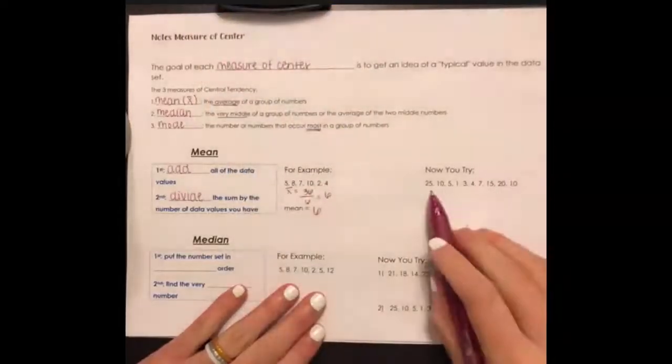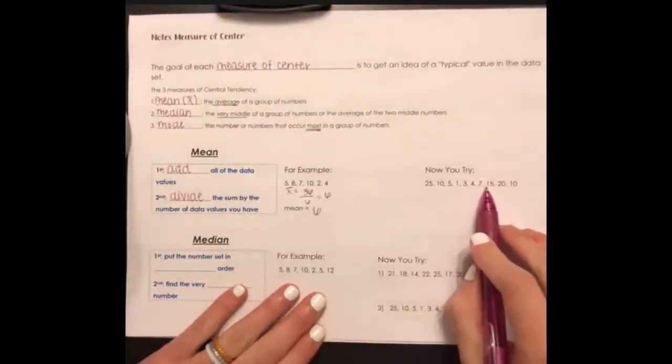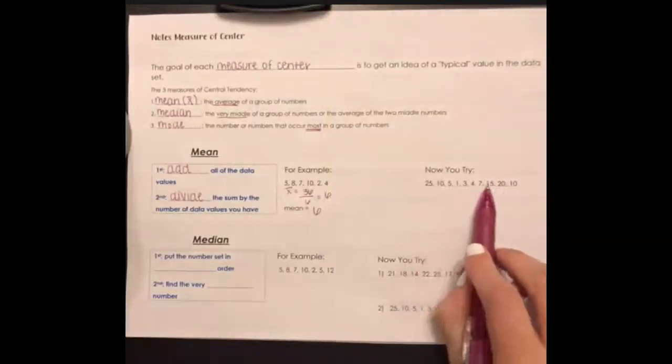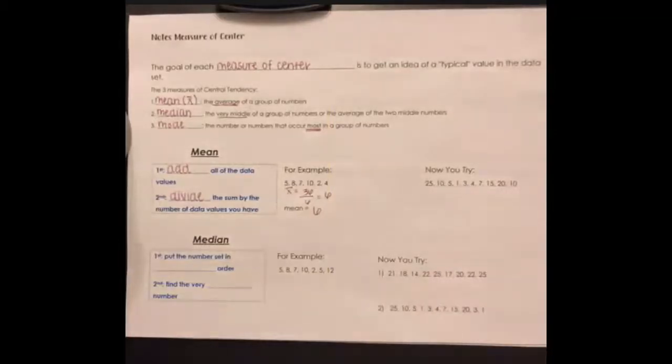All right, so now let's do a couple for practice. We have 25, 10, 5, 1, 3, 4, 7, 15, 20, and 10. What I want you to do is add all these numbers up and then divide by the amount of numbers you just added up. So go ahead, pause this video, and then you can come back and check to see how you did.